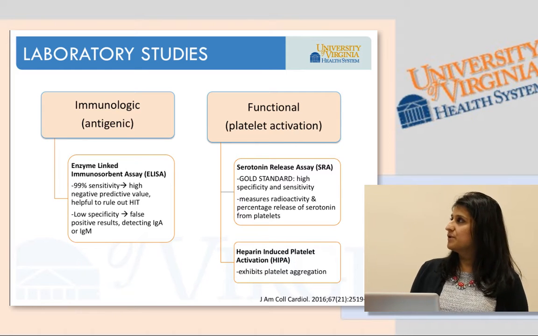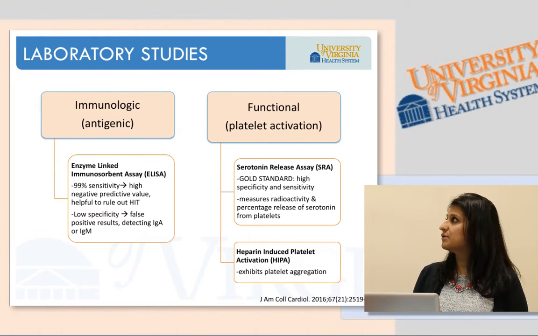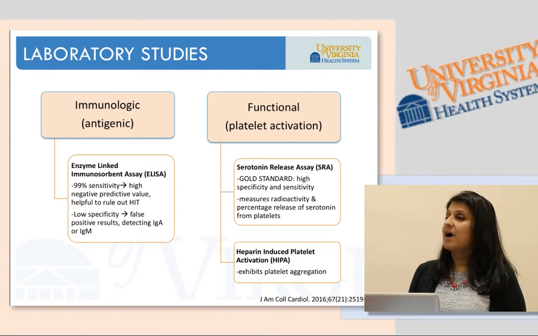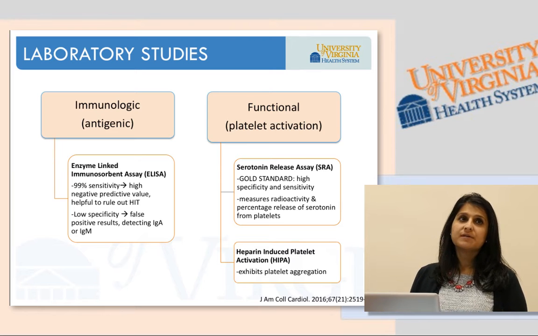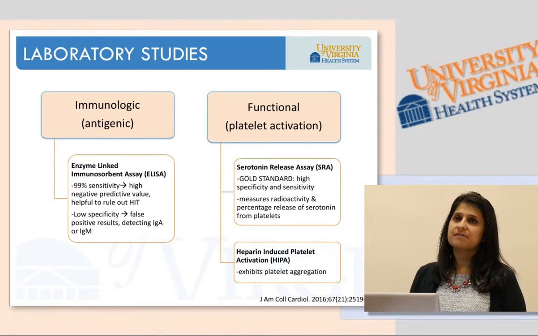The other thing that we do for HIT diagnosis is laboratory testing. There are 2 different types of laboratory testing that we look at, the immunologic and functional assays. For the immunologic assays, we do an ELISA, which is 99% sensitive and has a high negative predictive value, so it helps us rule out HIT in patients. But it has a low specificity, so we often see false positive results.